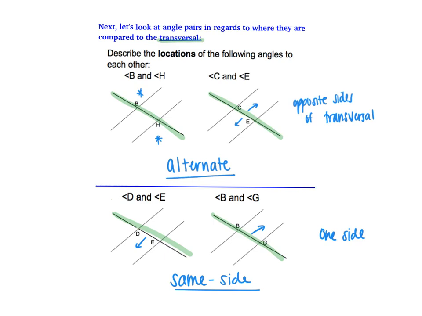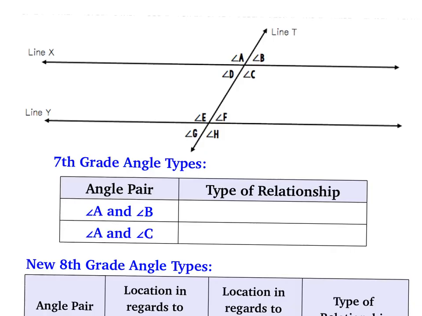There are some differences though. D and E and B and G are slightly different from each other. D and E are not the same exact pair that B and G are. So next we're going to look at how to compare these last two things that we're talking about to create these very specific angle pairs.